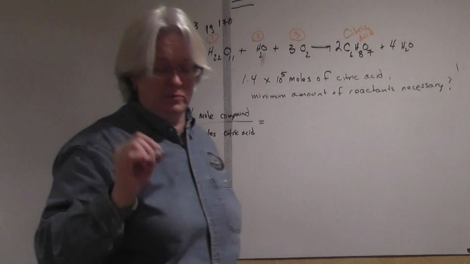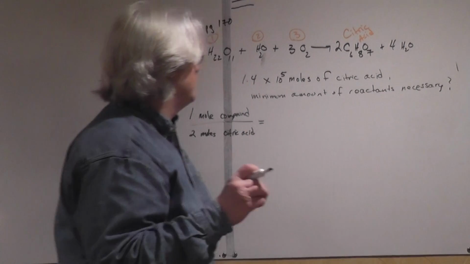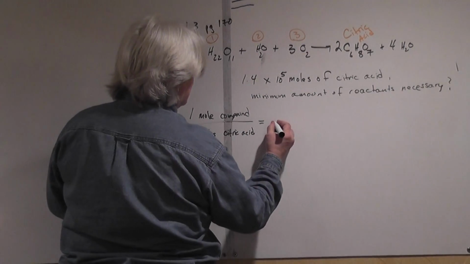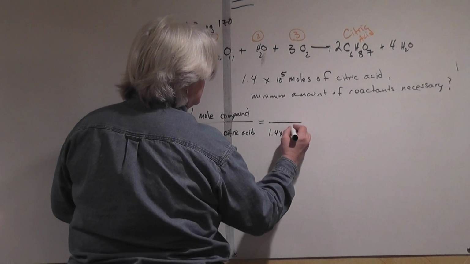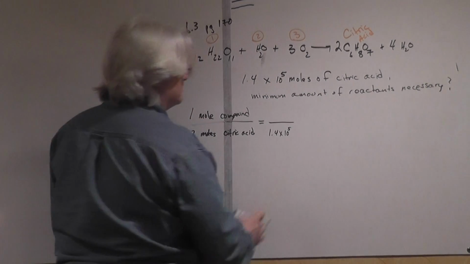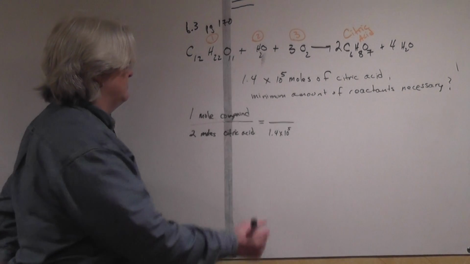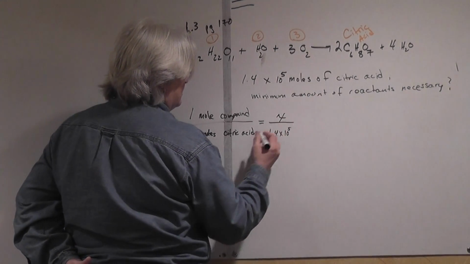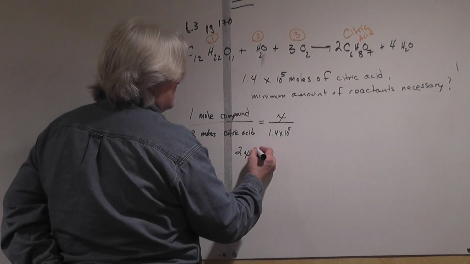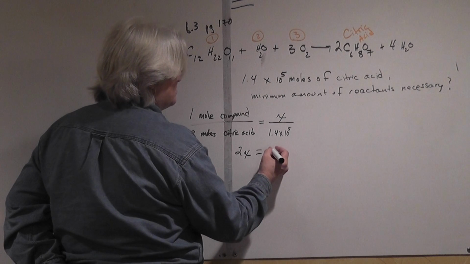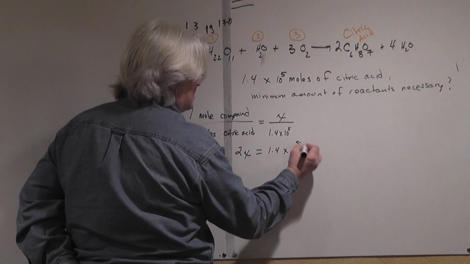If we want to produce, according to our book, 1.4 times 10 to the 5th moles of citric acid, you have to have the citric acid at the same spot. 1.4 times 10 to the 5th moles of citric acid. How much of this compound are we going to have? So what we're going to have, 2x is equal to 1 times 1.4 times 10 to the 5th.